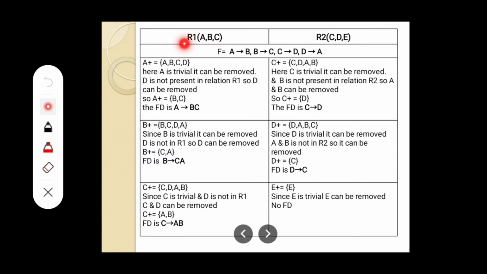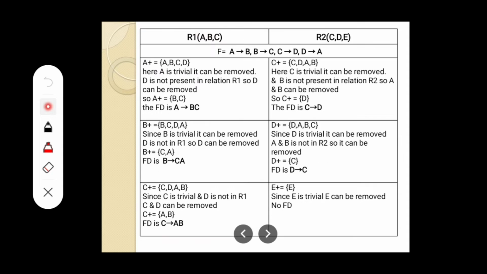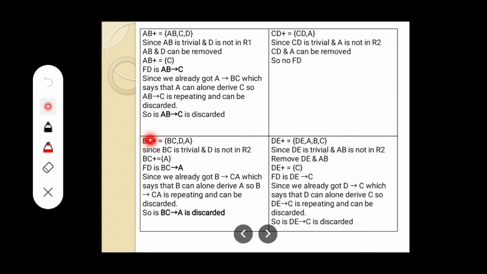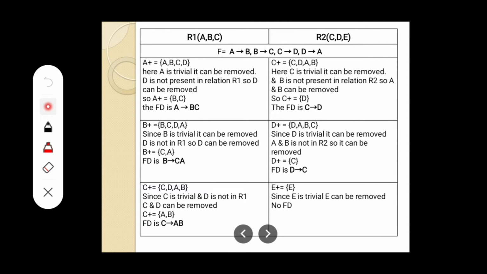First, the attributes are A, B, C. What are the possible subsets of A, B, C? First one is A, so we will find the closure of A. Second is B, we will find the closure. Then C. Next is AB, so we will find the closure of AB. Next is BC, and then AC. So we will find the closures of all the subsets of A, B, and C. That is the first task.